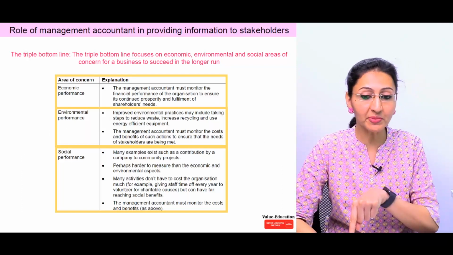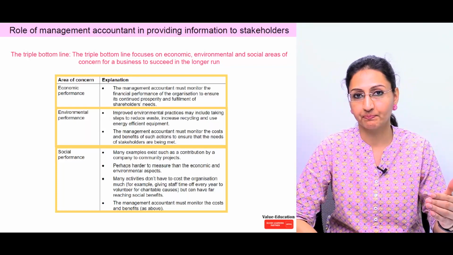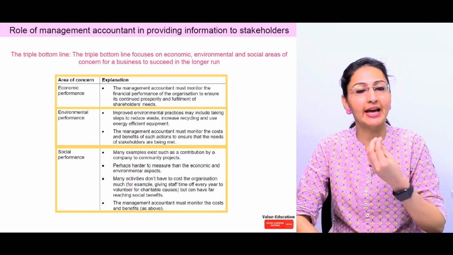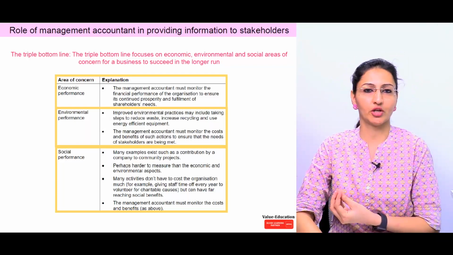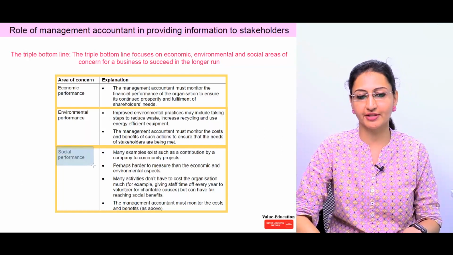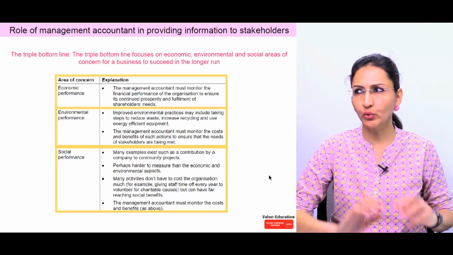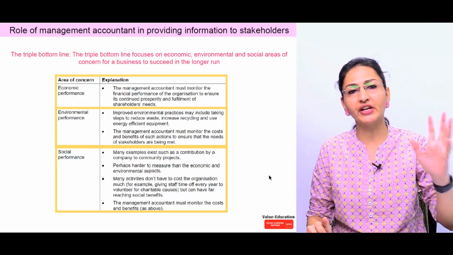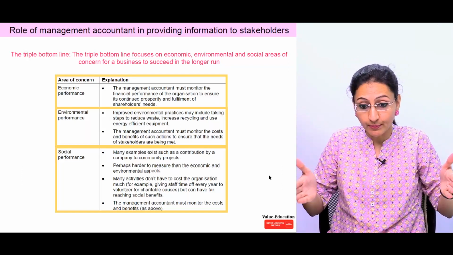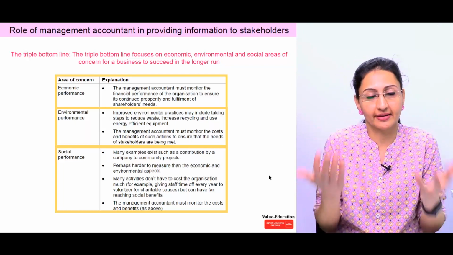And the management accountant has to see what all costs and what all benefits are going to be there when these environmental friendly actions are done by the organization, by the firm. Then next, social performance. Now, social performance will include what are you doing for the society? Environment is different, social performance is different. What are you doing for the society, for the community as a whole? How you pay off back to the society.